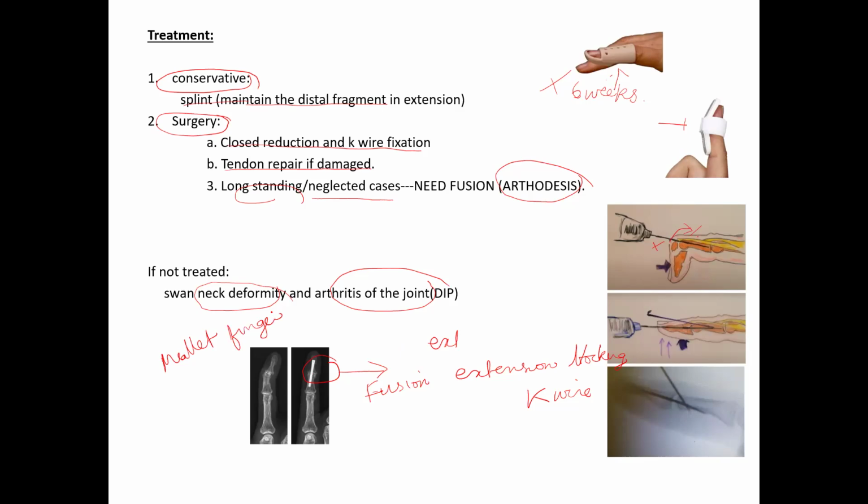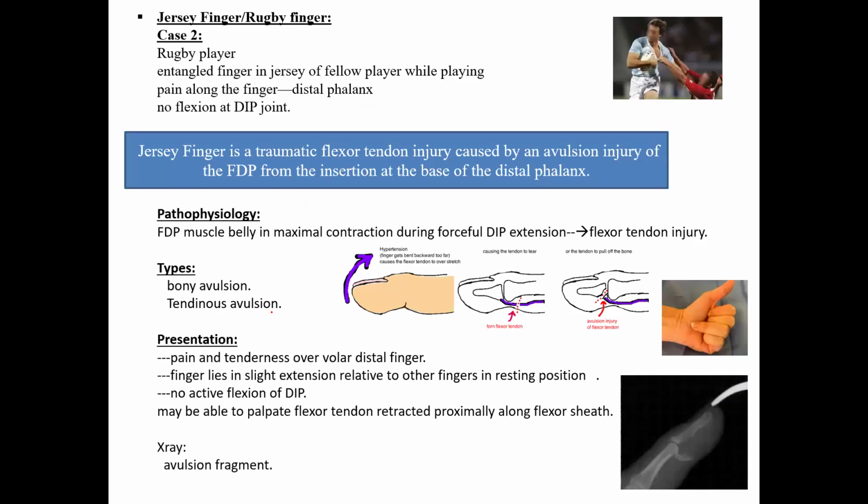Then we'll move on to the second case. Today's second case is a rugby player. While playing, he entangled his finger in the jersey of the fellow player. And after that, he started having pain in the distal phalanx. And he noticed that there is no flexion at the distal phalanx, at the distal interphalangeal joint.